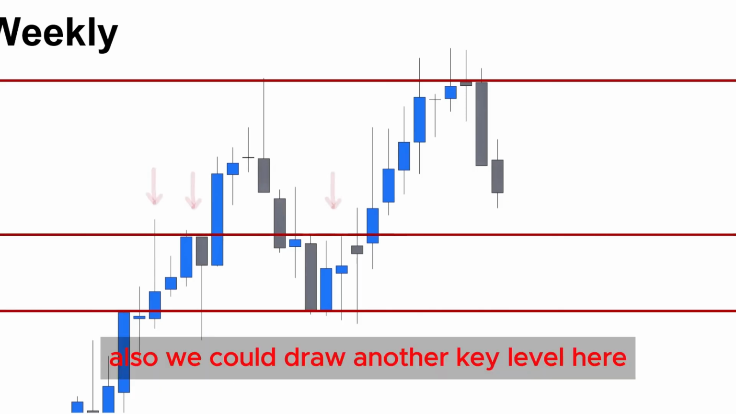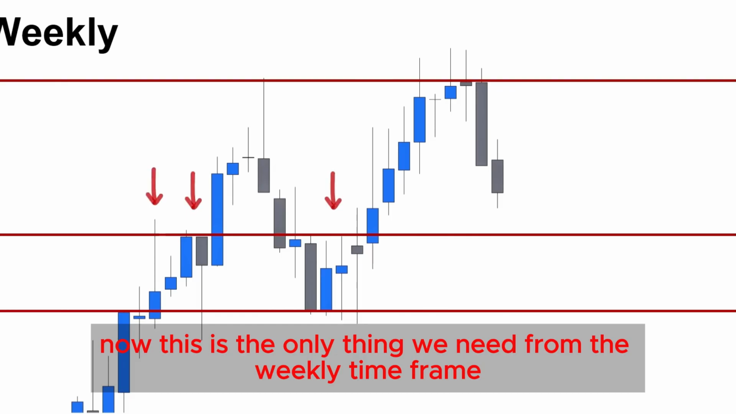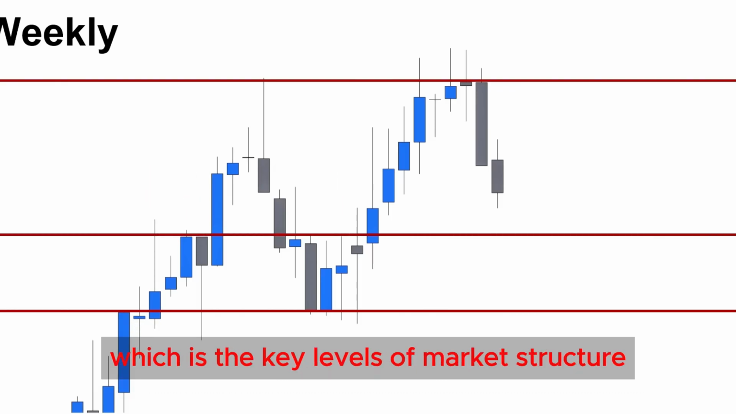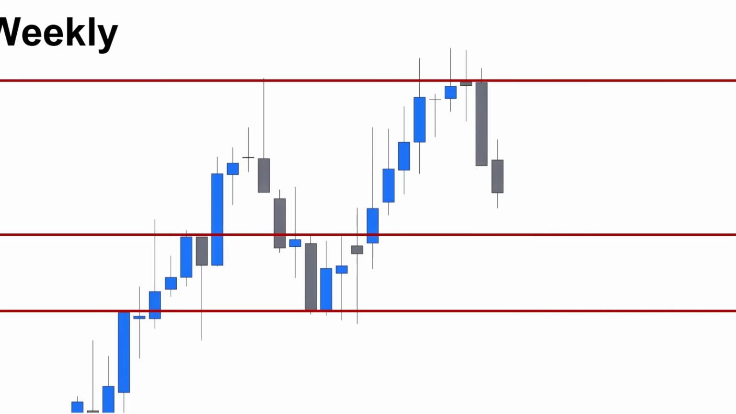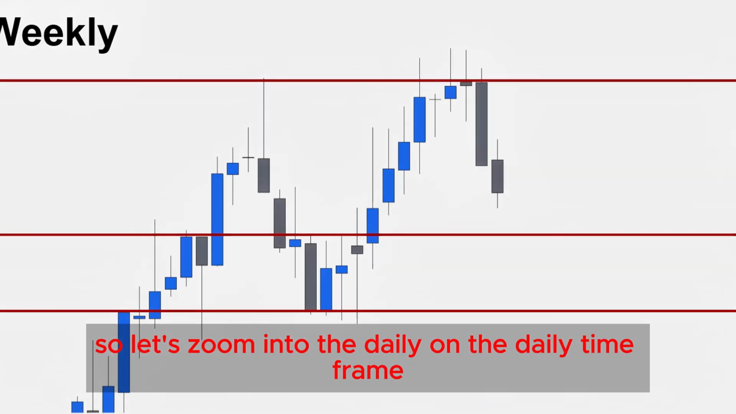Also, we could draw another key level here. Now, this is the only thing we need from the weekly time frame, which is the key levels of market structure that have a high chance for price to react to when it taps into them. So, let's zoom into the daily.